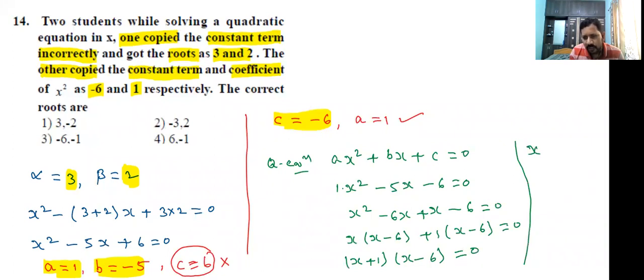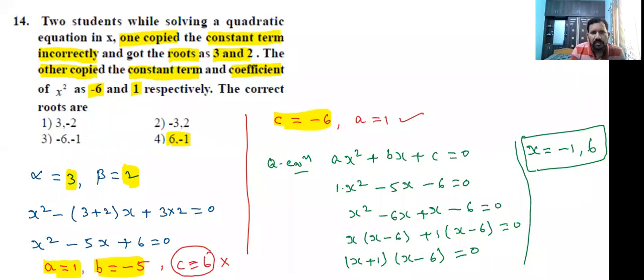So what are the roots now? x is equal to minus 1, comma 6. These are the roots of the equation. Okay. Or otherwise, go to the alternative method. Roots are already given in the options. Sum of the roots, product of the roots, observe that. Here 6 minus 1. Sum of the roots how much? Sum of the roots minus 1 comma 6 is the answer.